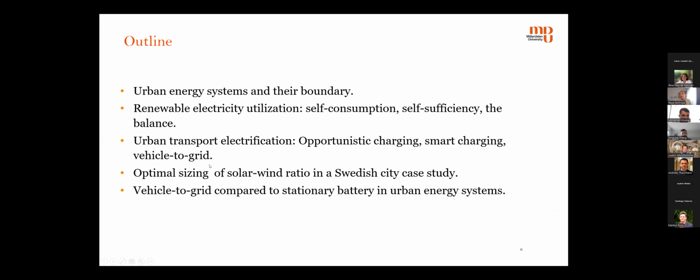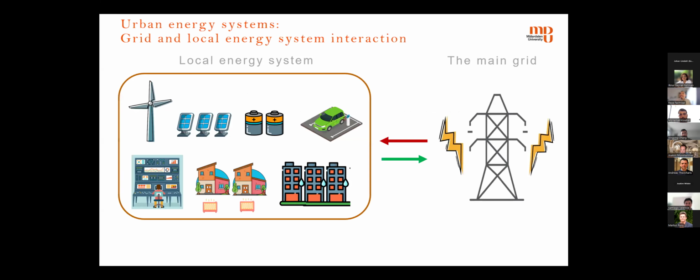And then when it comes to renewable electricity integration, we want to optimize how much solar and wind we should have. And we take a Swedish city as a case study here. And then we also want to compare vehicle to grid to stationary battery in urban energy systems. Okay, so we should begin here.